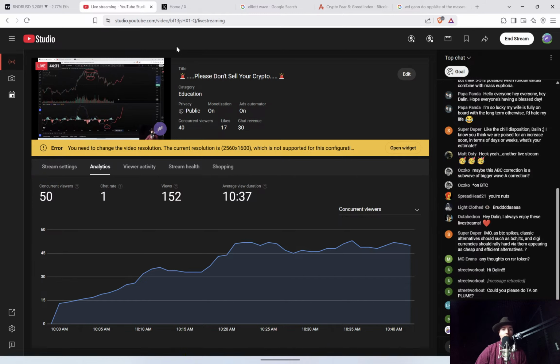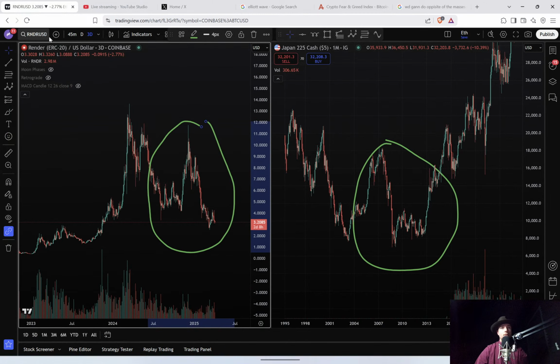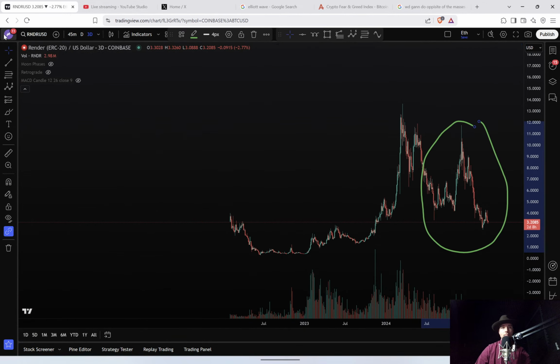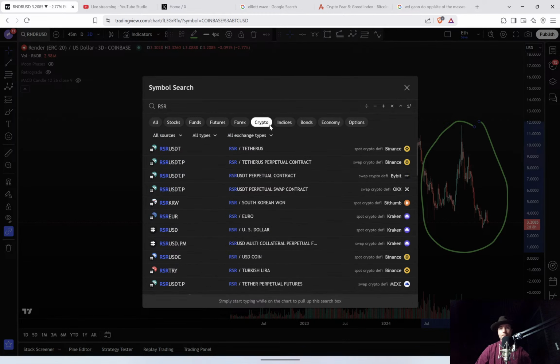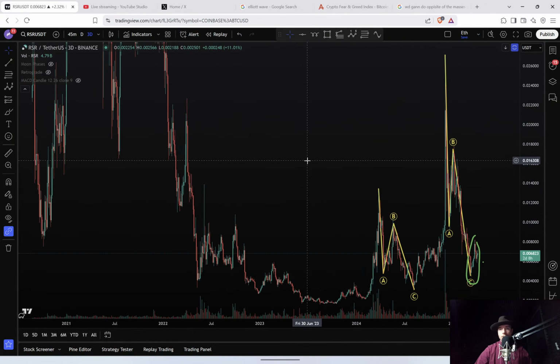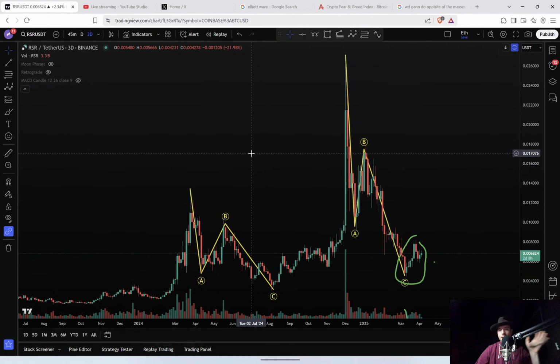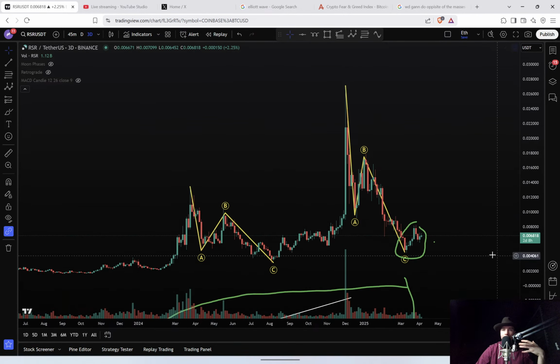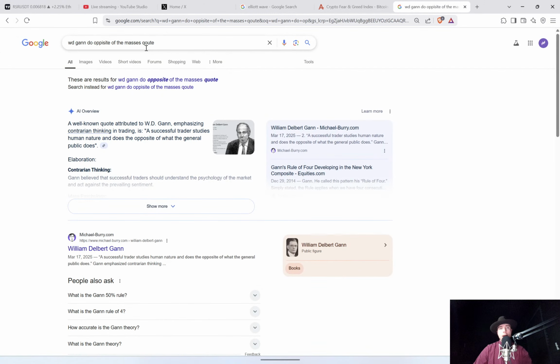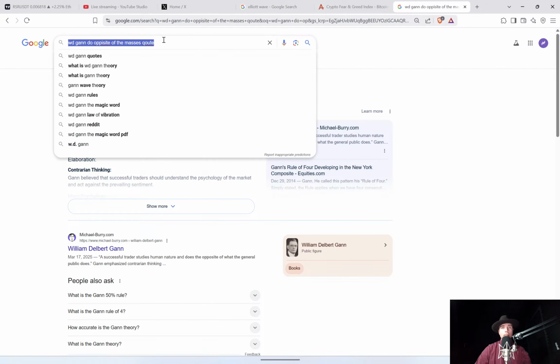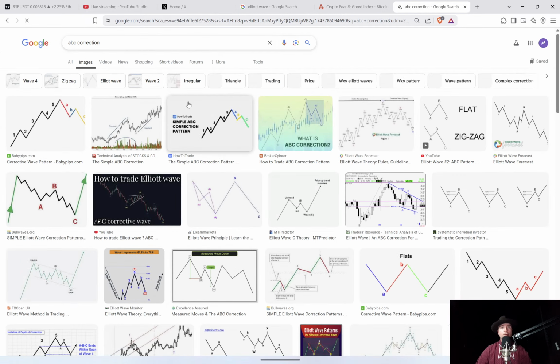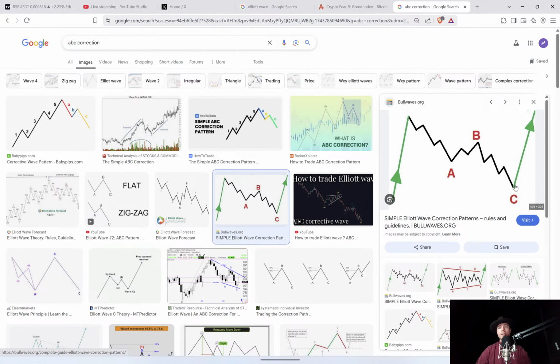Any thoughts on RSR? Sure, we can do RSR. Let's pull up RSR here. Oh yeah, we did this in one of our last live streams, actually, recently. I still have my charts drawn up here. You can see I've got the ABC correction drawn. If you look at an ABC correction, this has a 76% probability of playing out.